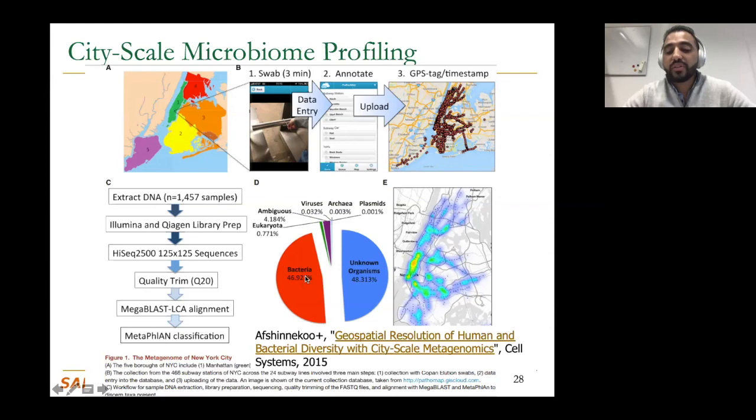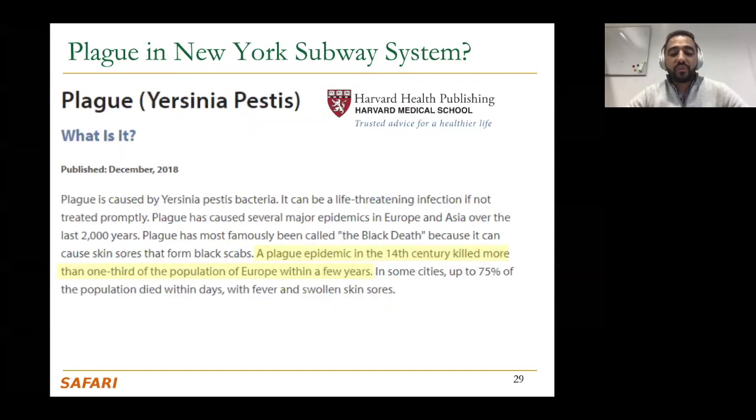Around 50% of the things that they found was bacteria, and the other 50% something unknown. They really don't know what these are, whether they are viruses, bacteria, or something else. More importantly, they found traces of a plague, or Yersinia pestis bacteria. And this bacteria is really life-threatening. For those who don't know, it has caused the death of millions of people, especially in Europe, within a few years. So this is very dangerous to have in New York, such a crowded place.